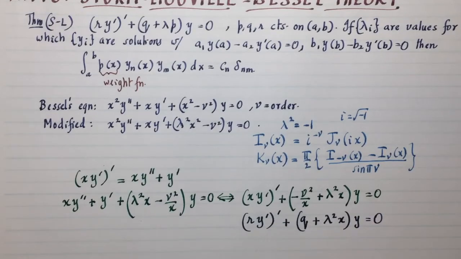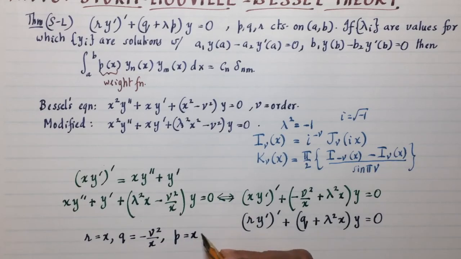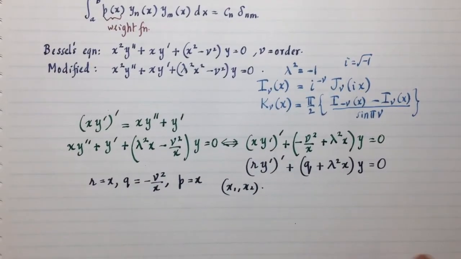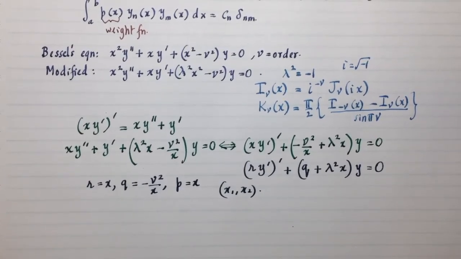So we know now that this looks exactly like the Sturm-Liouville problem. So the corresponding identifications are r equals x, q equals negative nu squared over x, and p equals x. That's a weight function that accompanies lambda, or lambda squared in this case. And let's just take the interval to be x1, x2, because we don't want to commit ourselves to any definite interval.